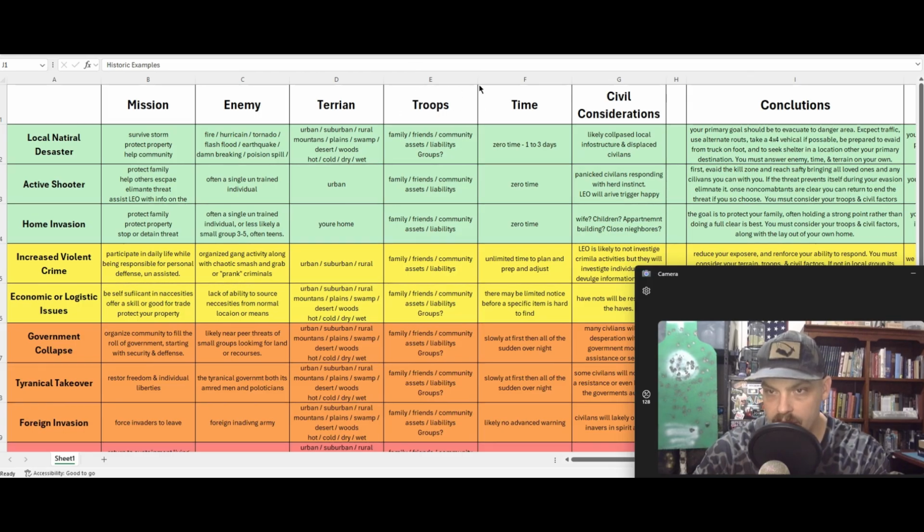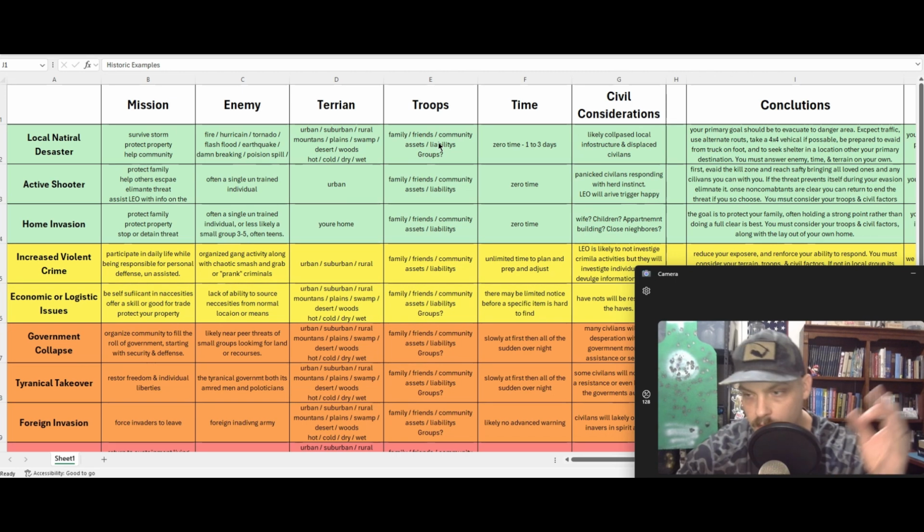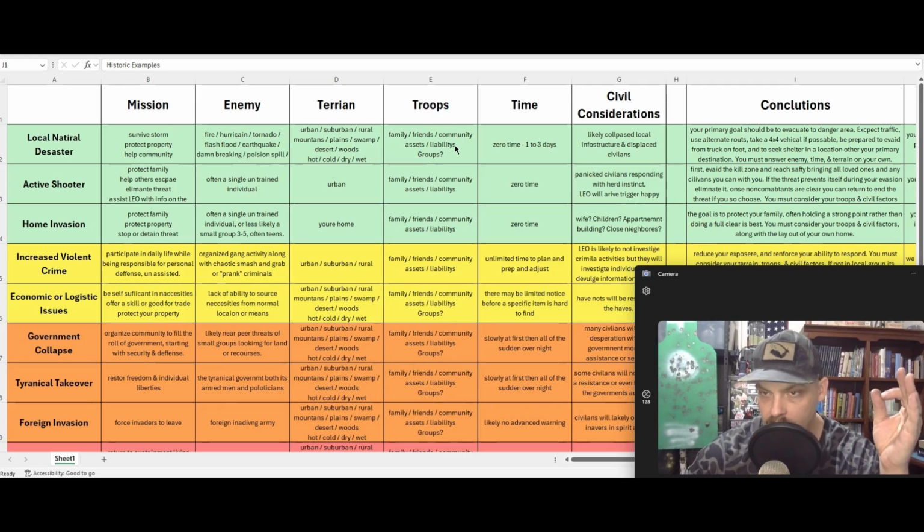Troops, this is talking about friendlies, right? So your family, people immediately in your house, obviously, they will be there to help you or you will be responsible for them. Secondarily will be your friends and the community you have around you. Which of these people are assets? Which of these people are liabilities? Some people might be a little of both, right? What things can some people do and what things can people not do? Think about how to properly place them and what you need to take care of them.